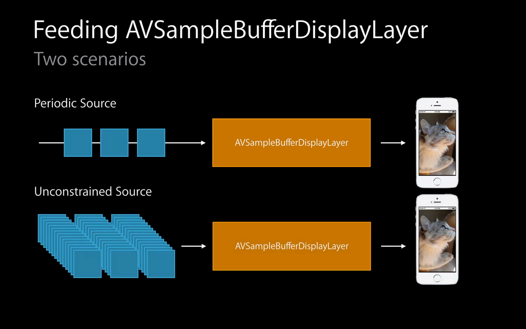The next case is the unconstrained source. This is the case where you have a large set of CM sample buffers at your disposal, ready to feed into the AV sample buffer display layer at one time. This would be the case if you have a large cache of buffered network data, or if you're reading the CM sample buffers from a file.